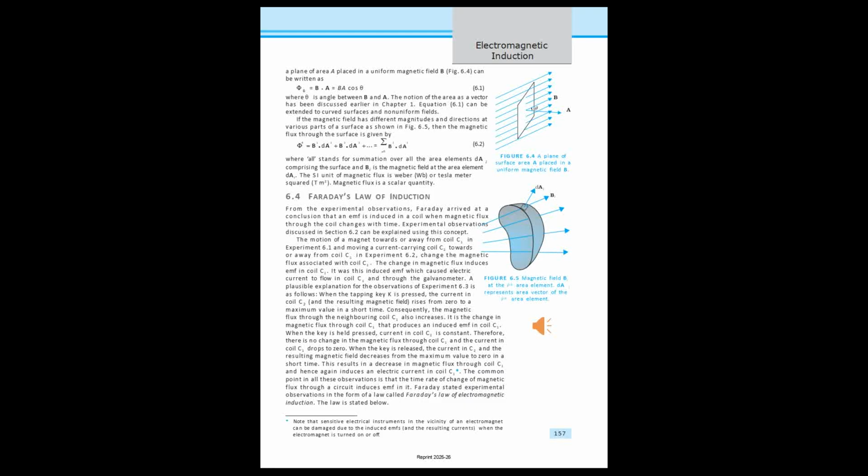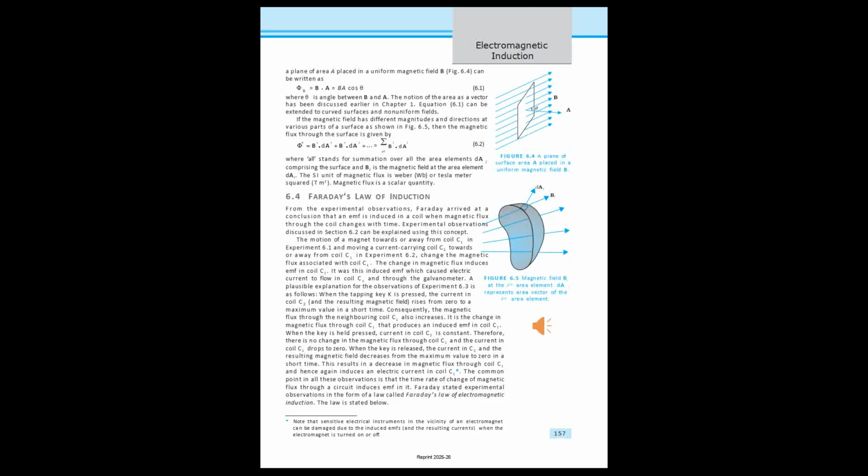If the magnetic field has different magnitudes and directions at various parts of a surface, as shown in figure 6.5, then the magnetic flux through the surface is given by equation 6.2, where the sum stands for summation over all the area elements dA comprising the surface, and B_i is the magnetic field at the area element dA_i. The SI unit of magnetic flux is weber, Wb, or tesla meter squared, T m². Magnetic flux is a scalar quantity.